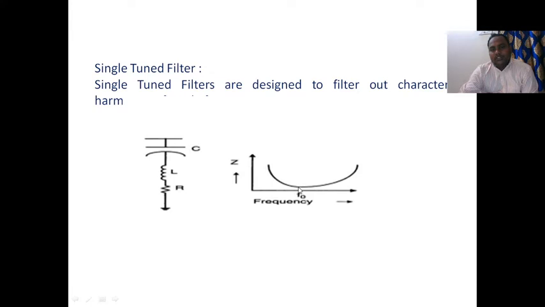In that situation, the impedance is minimum. Whenever the inductive reactance XL is equal to XC, Z is equal to R. On that condition, Z is equal to R, and Z is minimum. After the resonant frequency, the impedance always increases. Please observe this graph of the single tuned filter. The single tuned filter consists of RLC elements.